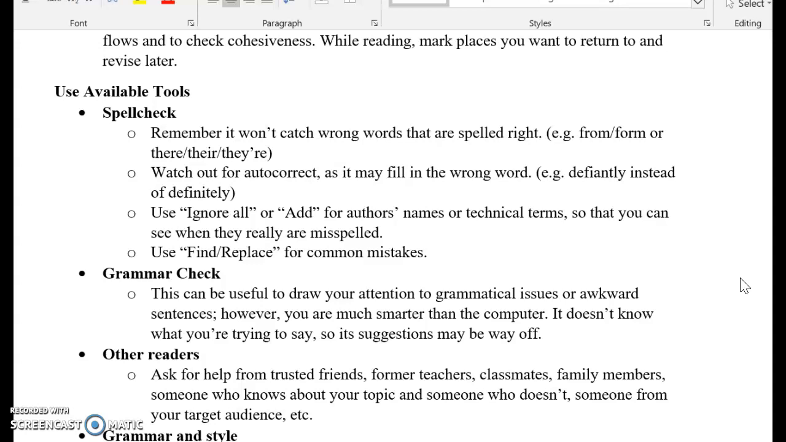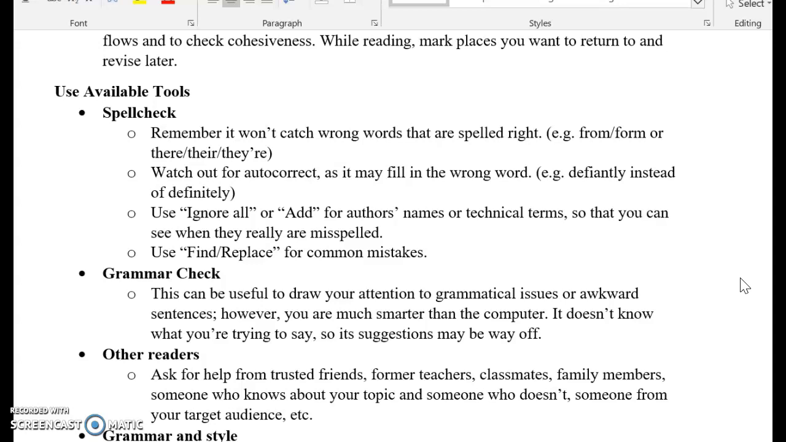You can use ignore all or add for authors in the spell check section. This is for like names or technical terms that might be repetitive throughout your paper, so that you can see them when they're really misspelled.